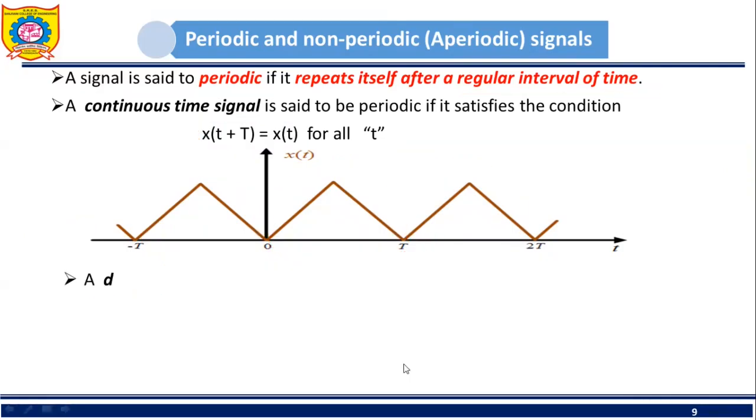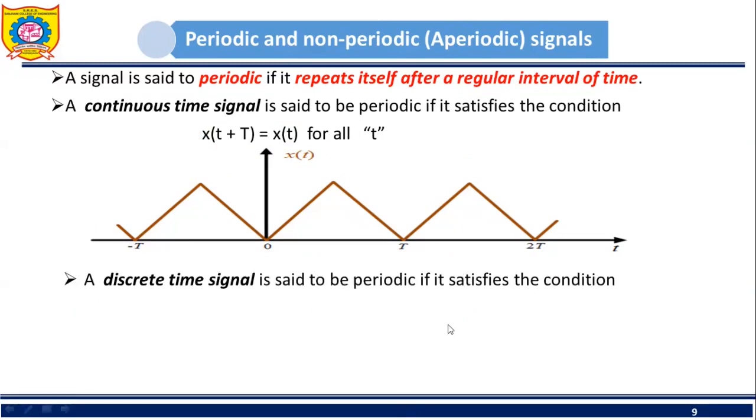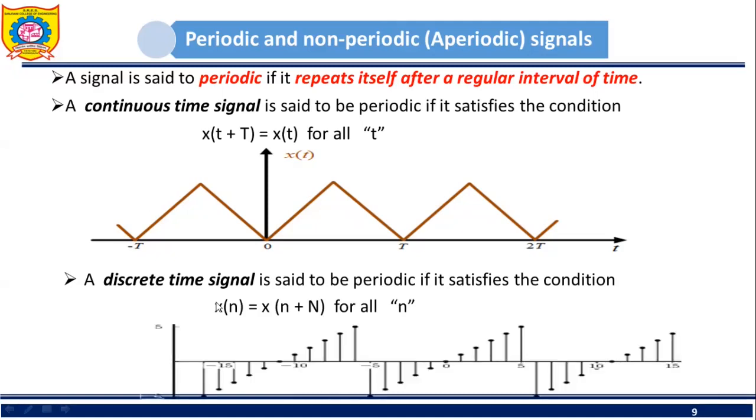Now let's see discrete time signal. A discrete time signal is said to be periodic if it satisfies the following condition. The condition is same: x of n, small n, is equal to x of small n plus capital N for all values of small n. So here what is capital N? Yes, capital N, again it is a time period after which it is expected that this particular signal should get repeated. Okay, so consider this discrete time signal.